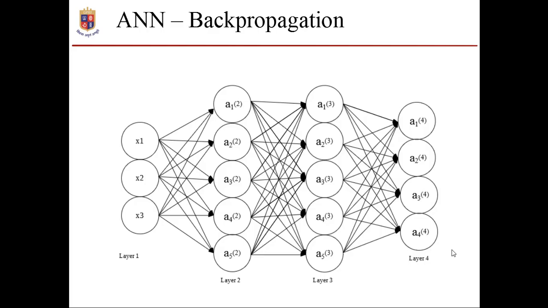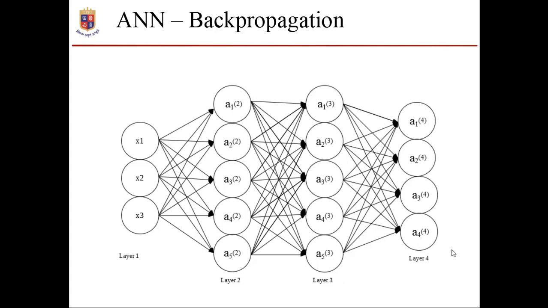So far we have seen the two components of artificial neural network, the feed forward and forward propagation, and the cost function of the artificial neural network. In this video we will discuss the backpropagation and how it can be done.